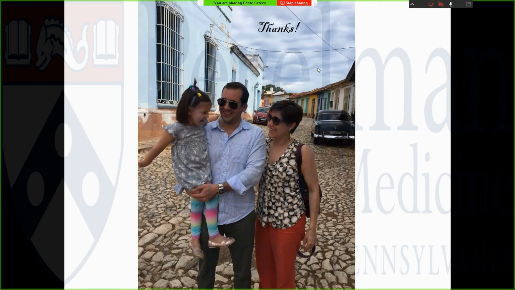So this is me and my family walking on those cobblestone streets of Trinidad. And so I'll take any questions.